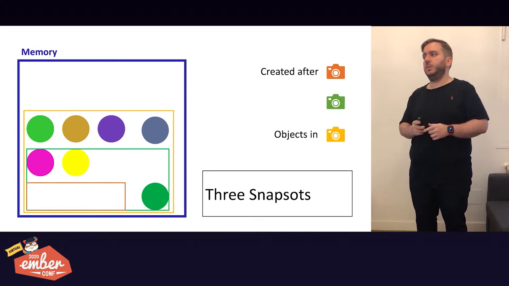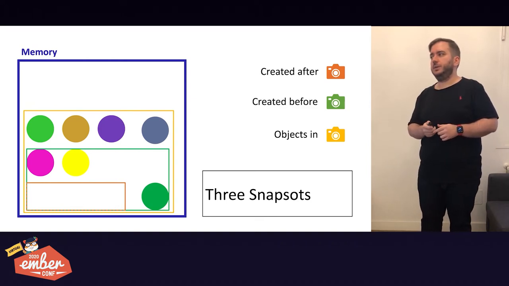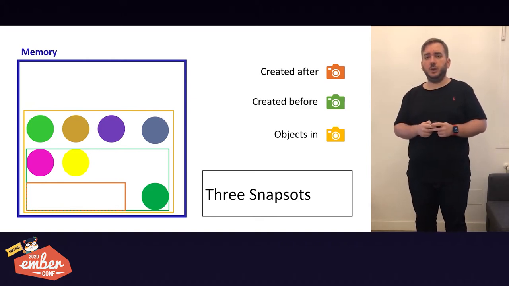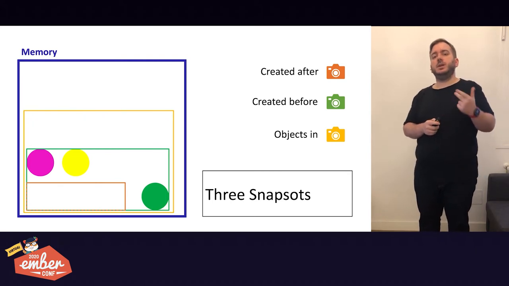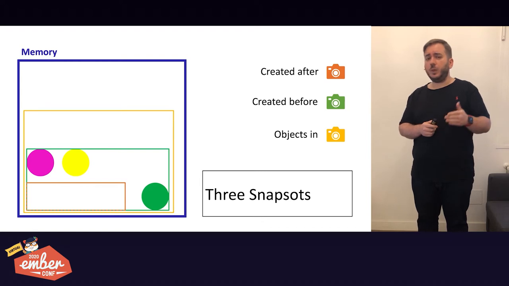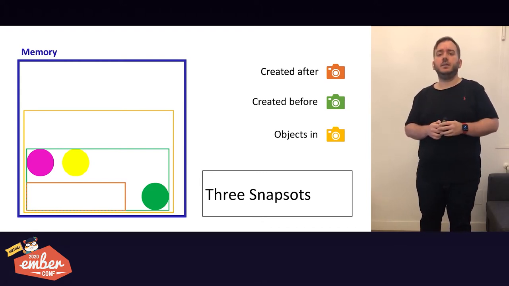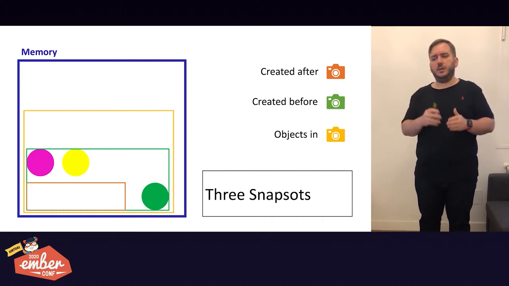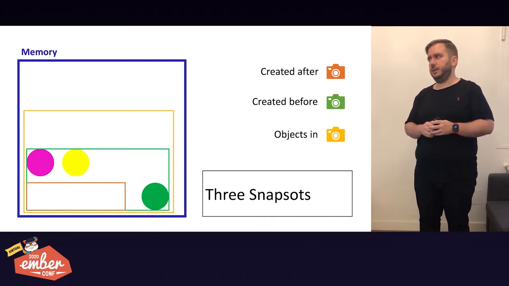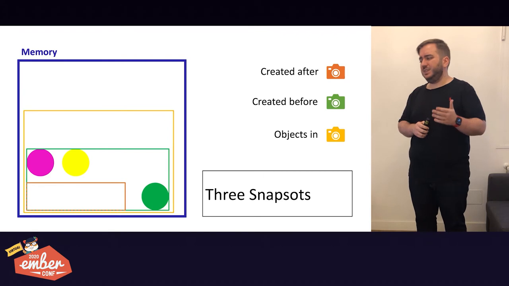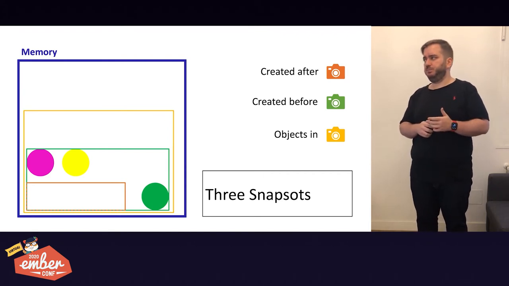And finally, we want the objects created before the second snapshot. We are not interested in the objects created after doing the action for the first time. While this does not pinpoint us to an object that is leaking, it does reduce a lot the memory we need to inspect. But this is not really useful for us because in FastBoot, the memory is more atomic. We don't have leaking between requests.